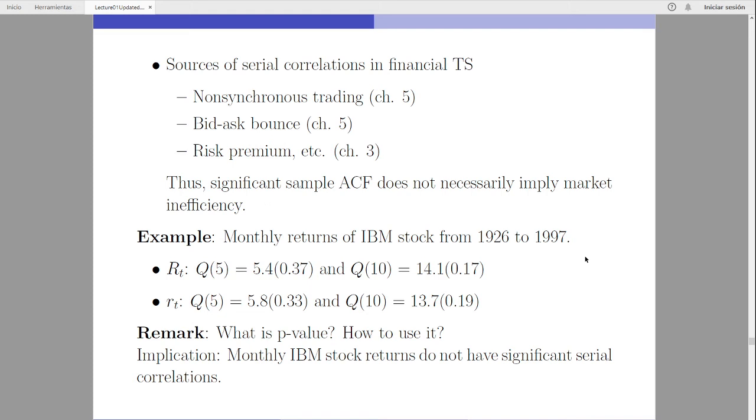More of. So, for an example, we're going to go to monthly returns of IBM stock in the period 1926 to 1997. Regular returns. We have here logarithmic returns. We have here, and we have to wonder one thing now. We haven't stopped really into it.